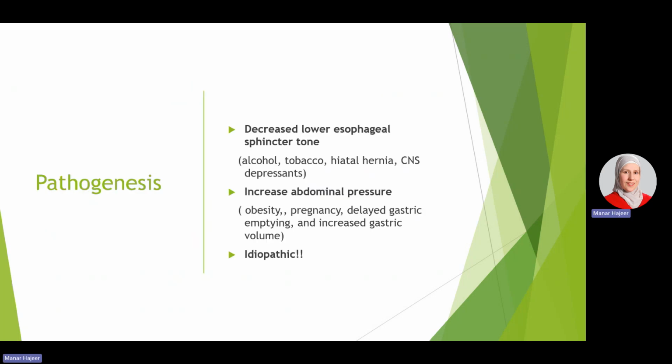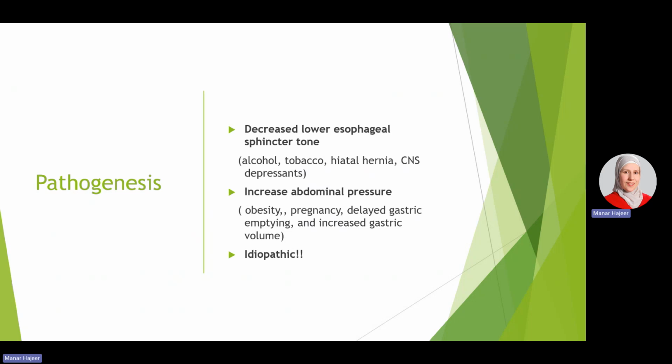Now, the pathogenesis of reflux esophagitis includes decreased lower esophageal sphincter tone or anything that increases the abdominal pressure, or some cases that are idiopathic. The causes of decreased lower sphincter tone could be alcohol consumption, smoking, hiatal hernia, or the use of some medications such as CNS depressants.